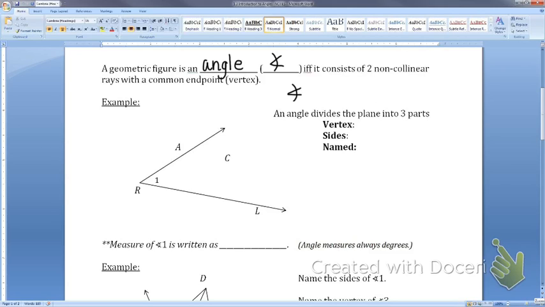Alright, so it says two non-collinear rays. Remember non-collinear means that they're not on the same line. So I have this ray and I have this ray. They're going off in opposite directions, okay? And they have a common endpoint, which is called the vertex. So if I'm looking at this example, first of all, let's draw some points. That R should be a point, A should be a point, L should be a point, and then C is a point somewhere in the middle. All right, R is the vertex.